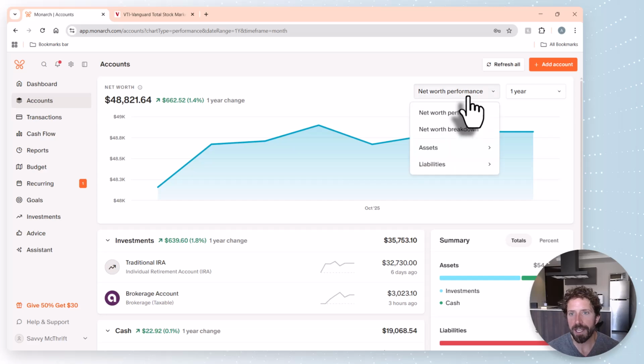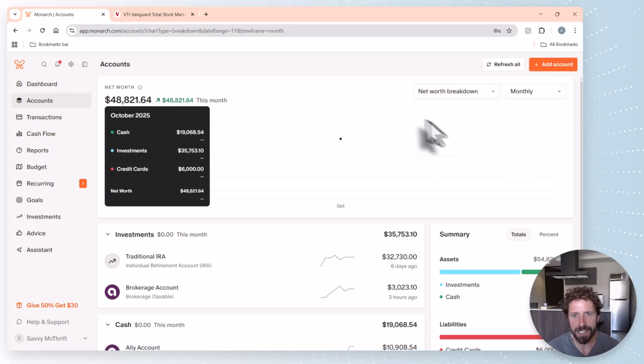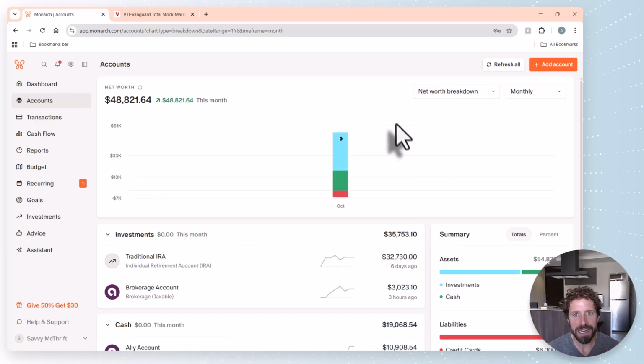Now, let's say we want to see this broken down a little more. We don't know what is exactly a part of that number. We only see that top line number right here. I love this feature right here. And obviously, it's only got 1 month because I've had this demo account 1 month, right? But this is cool as well. And I kind of like this.